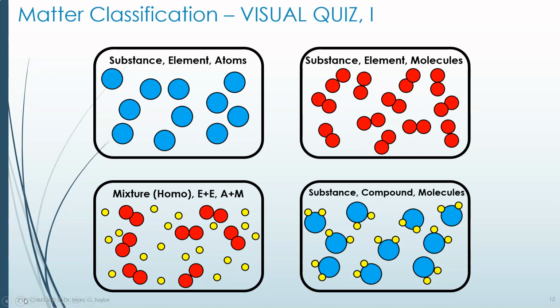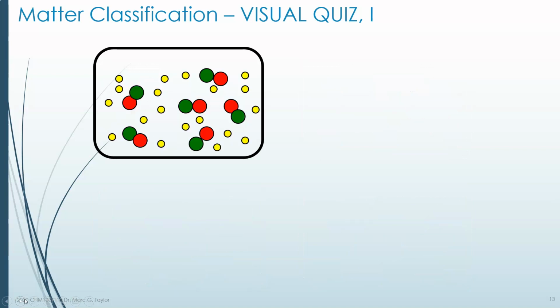It's by definition homogeneous because there's only one. It's a compound that is composed of molecules, like all compounds would be.